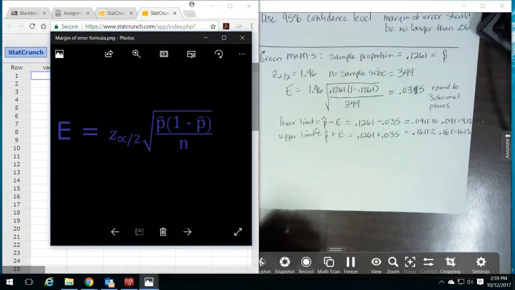To do my other ones, I would just go back and I'd have the same Z alpha over 2, the same sample size, so the same N. The only thing that would change for the other colors would be my sample proportions.